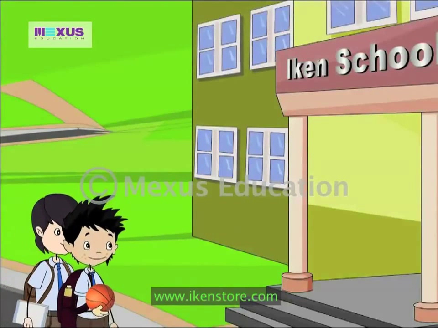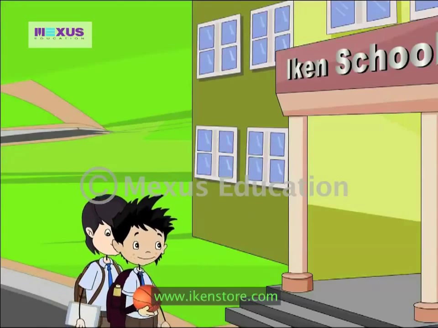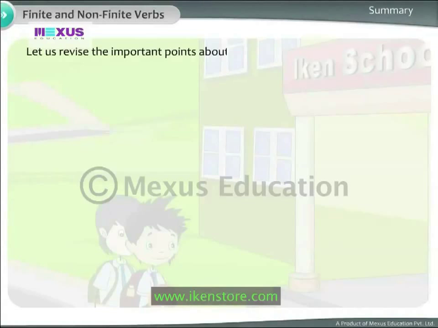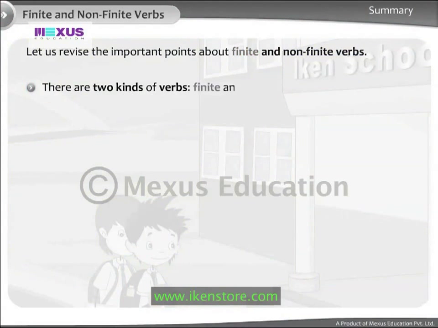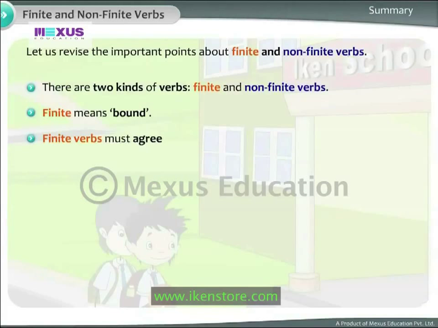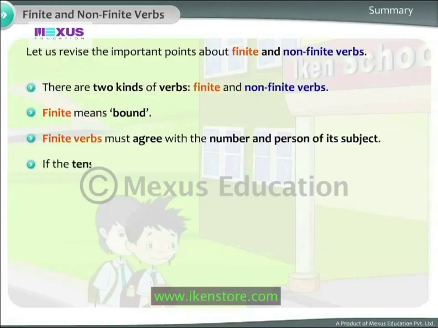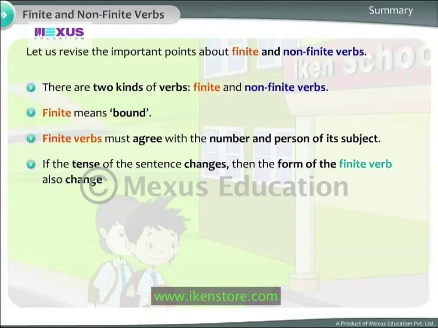Harshit has explained finite and non-finite verbs to Vicky. Let us revise the main points for Vicky before he reaches school. There are two kinds of verbs, finite and non-finite verbs. Finite means bound. Finite verbs must agree with the number and person of its subject. If the tense of the sentence changes, then the form of the finite verb also changes. A finite verb gives meaning to a sentence.